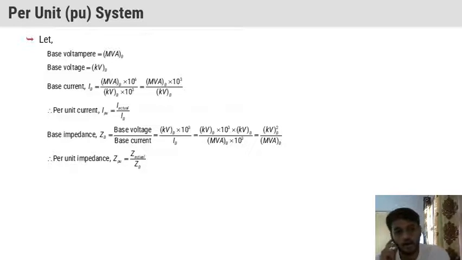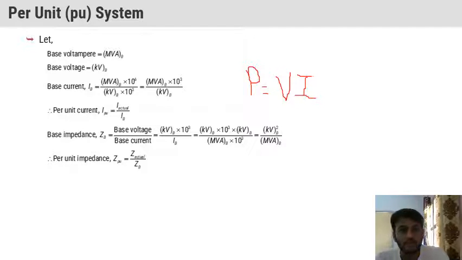If you want the base current, then how can we calculate the base current I? What is the normal equation of current? If we take the power equation, P is equal to V into I. Now if we want to calculate this I, then what will we do? We divide power by voltage.